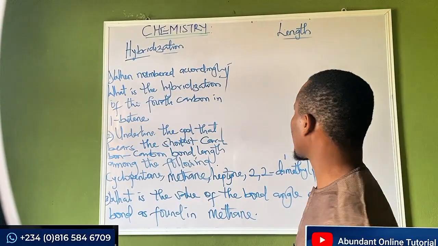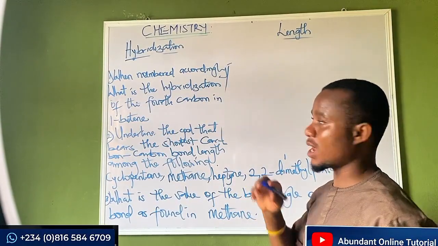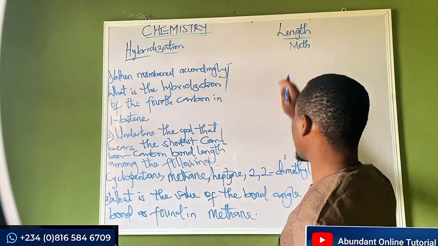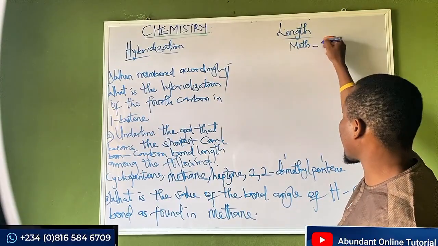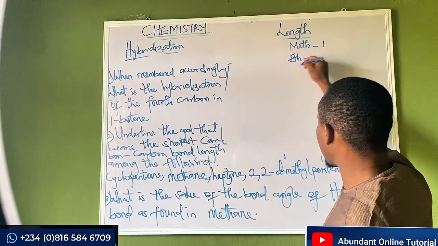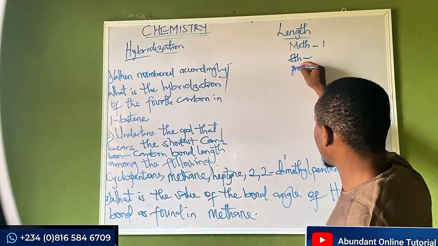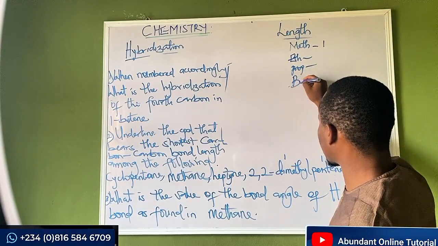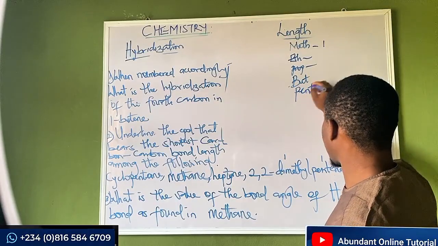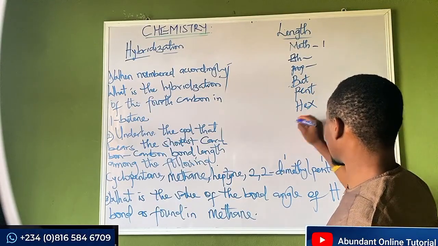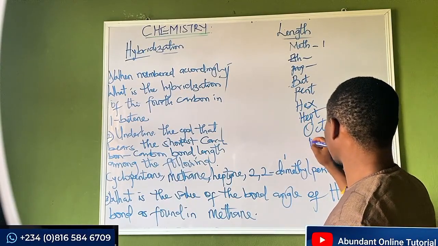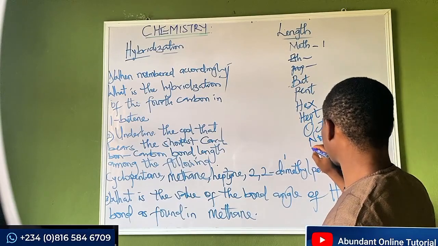All right, 4 carbon. Let me give you another one. I'm already teaching you organic chemistry, IUPAC nomenclature. When it is 1 carbon, we call it meth. When it is 2, we call it eth. When it is 3, we call it prop. When it is 4, we call it but. When it is 5, we call it pent. When it is 6, we call it hex. When it is 7, we call it hept. When it is 8, we call it oct. When it is 9, we call it non. When it is 10, we call it dec.